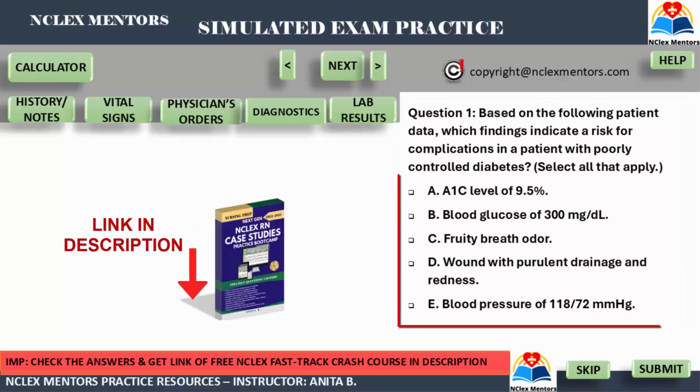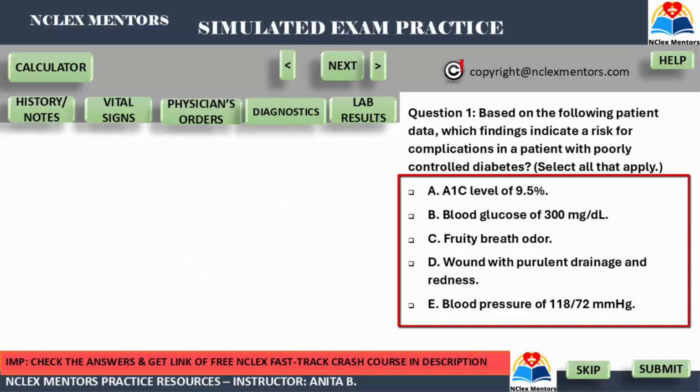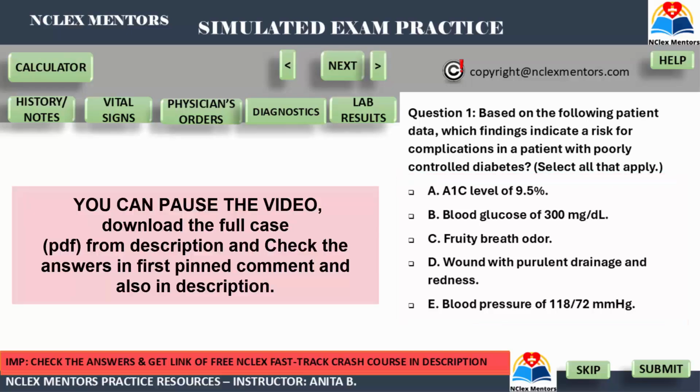The question might provide a scenario where the patient has an A1C of 9.5%, blood glucose of 310 milligram per deciliter, fruity breath odor, and a non-healing wound. You would need to analyze the data, recognize which signs indicate potential issues, and make decisions about the next steps in care, mimicking real clinical decisions.